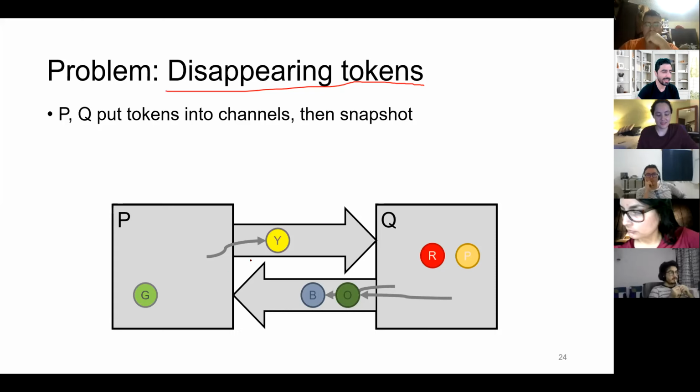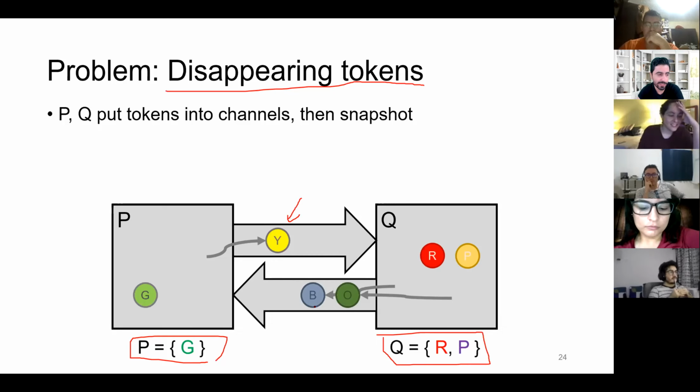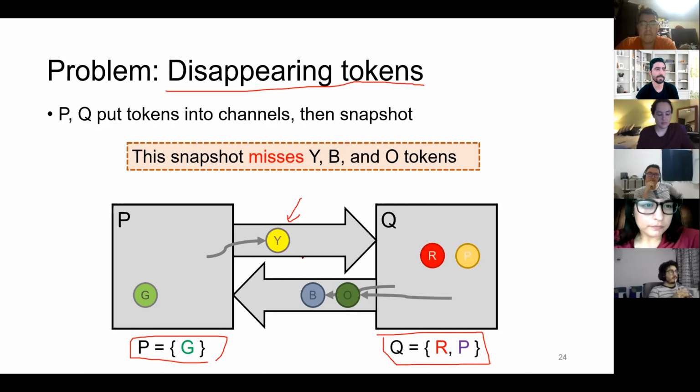So they put the message or token in the channels, and then P takes the snapshot and sees this, and Q takes the snapshot and sees this. So you miss these tokens. Let's say this token was like reduce $100 from this account, this was like pay 2% profit, and this was like add $200 to the account. So you miss those, shown here by tokens. You cannot just independently take a snapshot from each process perspective, because you're going to miss the channels. It's clear?